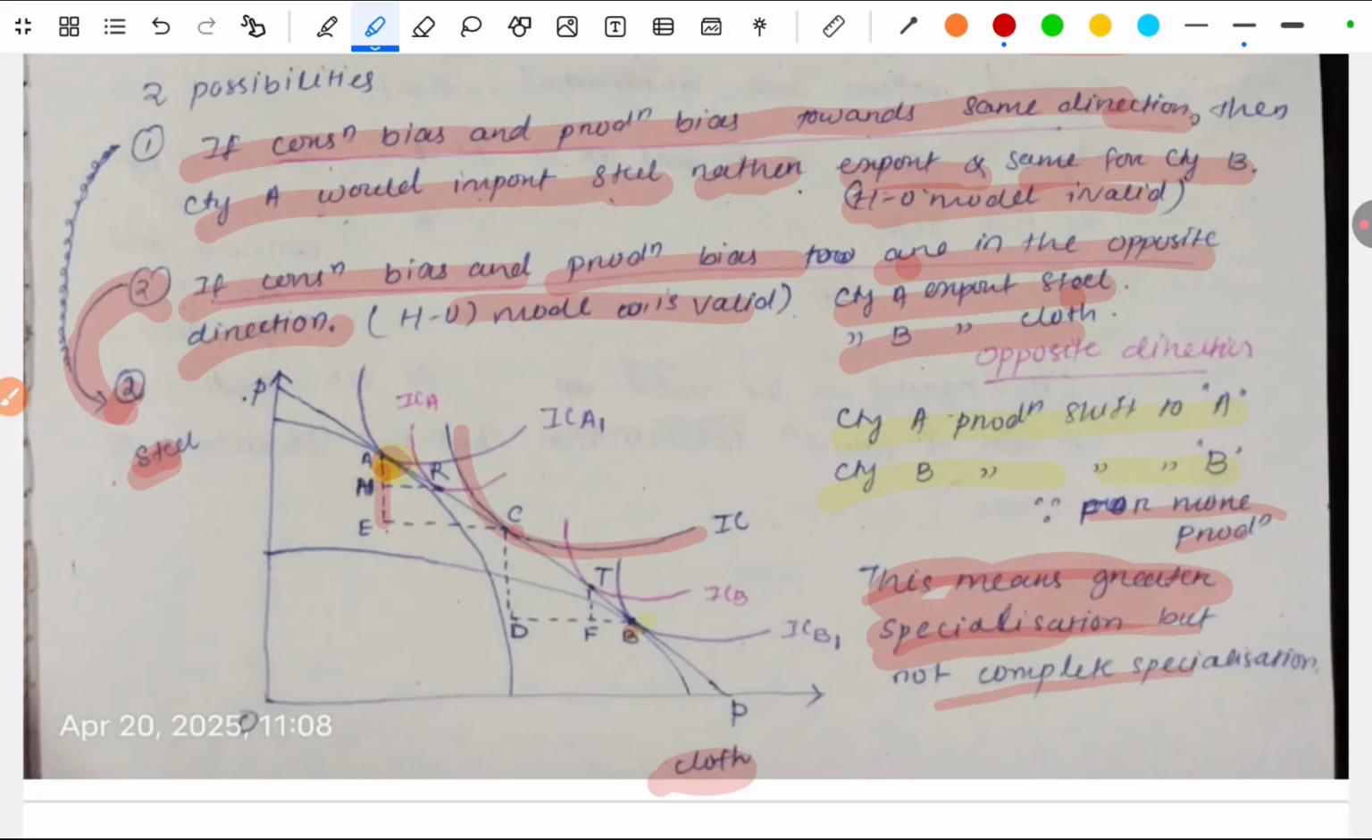So country A's good is the capital intensive good, and steel is the capital intensive good. So here we take steel. AE will be exported by country A to country B, and EC level of cloth will be imported from country B by country A. Like CD will be imported from country A by country B, and DB will be exported, meaning cloth exported to country A.